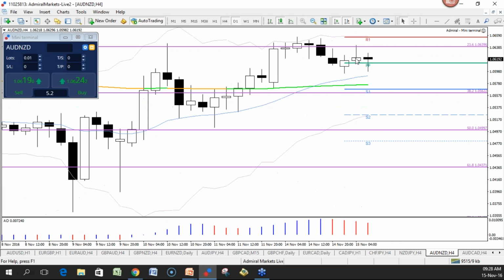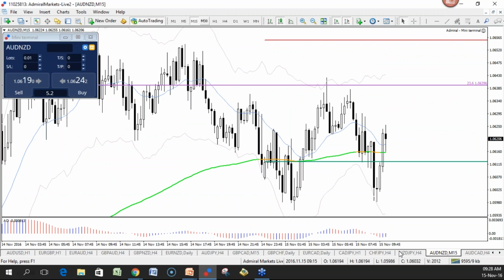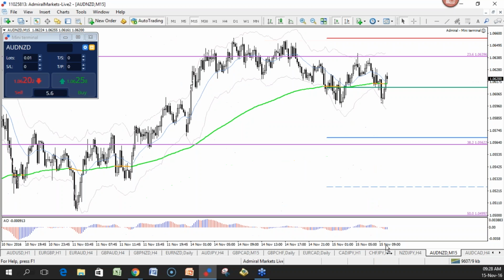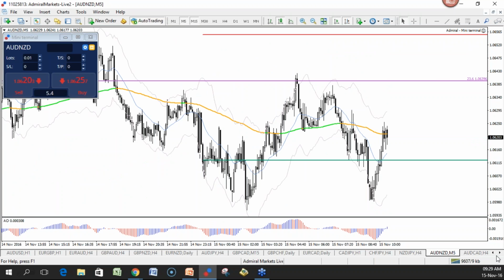But looking at these candles, it still remains bullish. In fact, this looks like a bounce here, double bottom. Could be the end of the bull flag here. So I would be a bit more bullish on the Aussie than the Kiwi at this point.